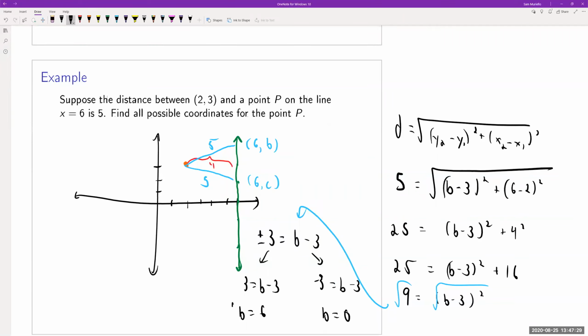So that gives me my two different y coordinates. They both came up as b because I didn't set it as two different variables, but I've basically found myself b and c. So my 2 points are 6, 6, and 6, 0. There we go.